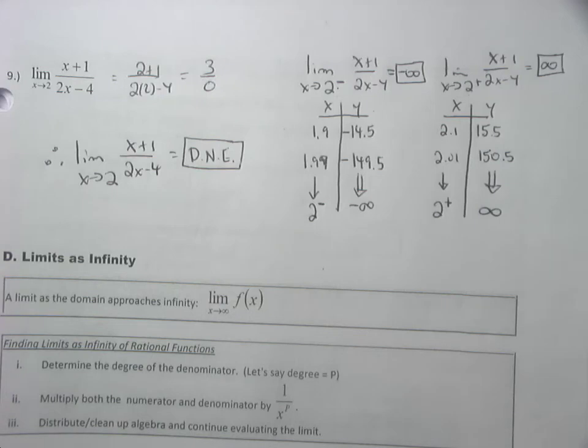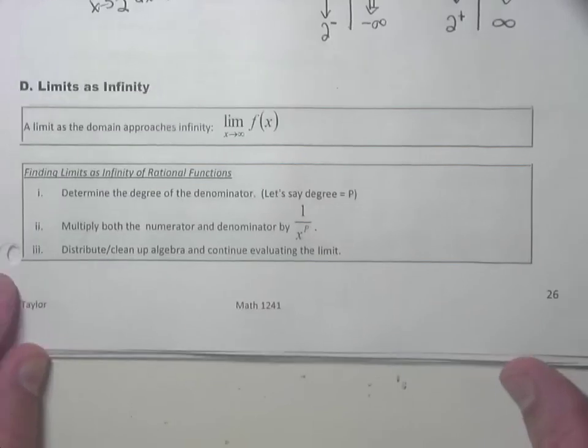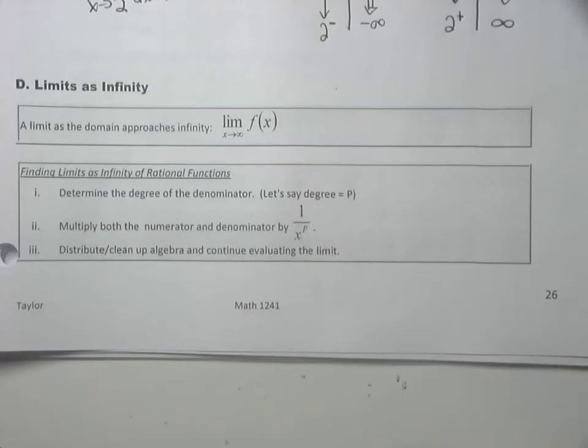But, continue on. That's about vertical asymptote stuff. Now, there's another concept we want to talk about, and that is the limits at infinity. A limit as the domain approaches infinity. The limit as x approaches infinity of f of x. We can also do infinities. Limit as x approaches infinity, or negative infinity if I want, of a function.